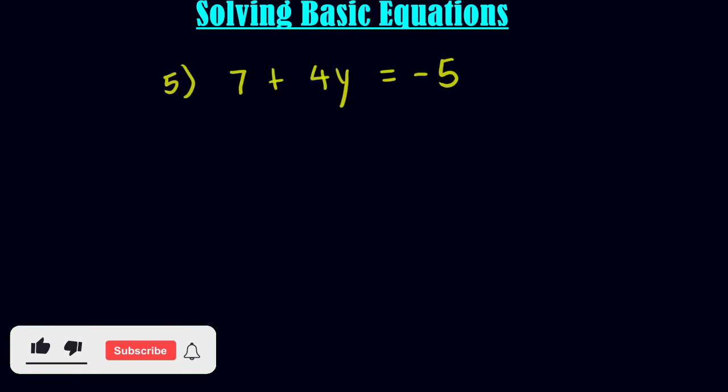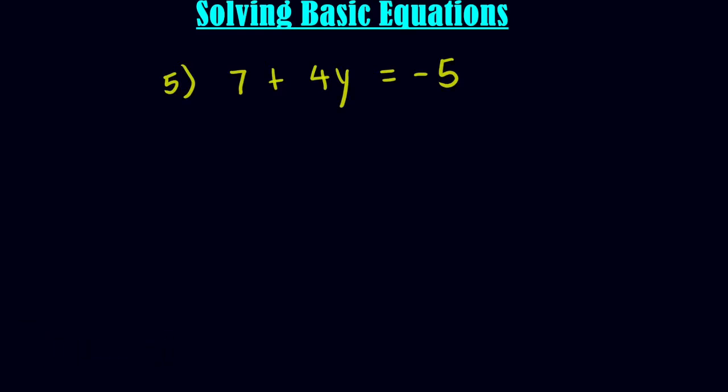Our next example is 7 plus 4y equal to negative 5. Now, let us list out all of the operations that are happening to the variable here. So we see that a 4 is being multiplied by the y. We also see that we have a positive 7. Before we can get to the variable, we need to pass the plus 7. We need to pass the times 4. So let's get rid of those out of our way so that we can get to our variable.